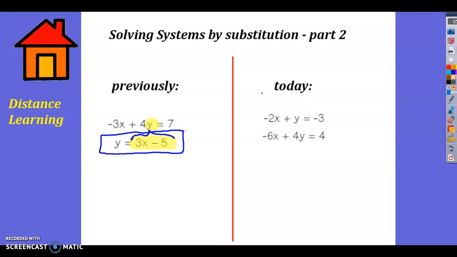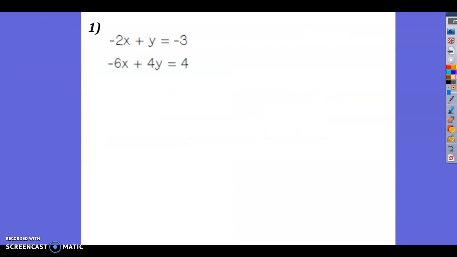So what we're going to look at today is what happens if y isn't by itself. So let's look at this first example. The first thing we want to do is get y all by itself so that we know what y is equal to, and then I can replace that value into the other equation.